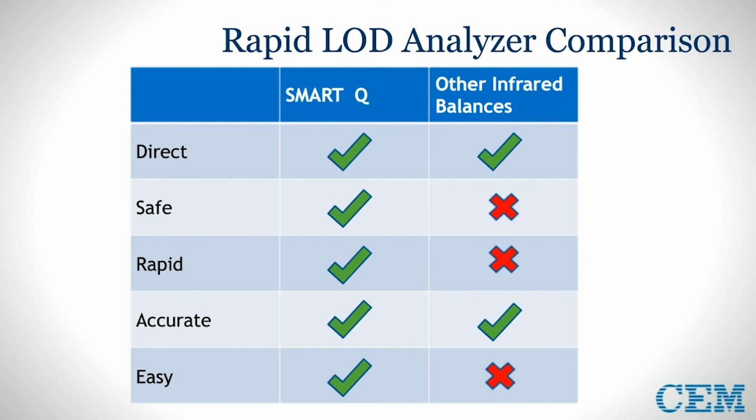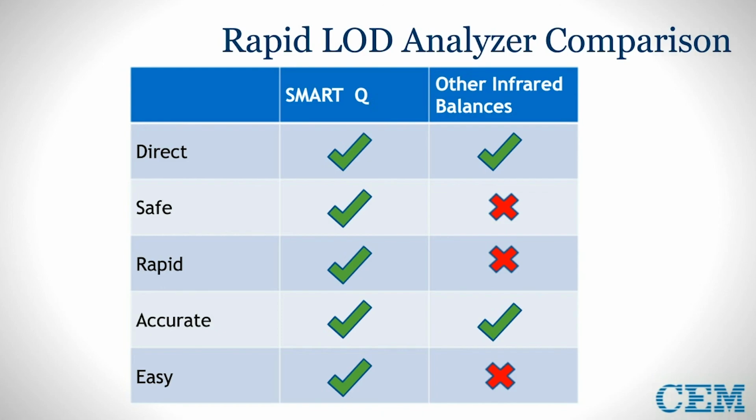It's also a little bit faster, so we got 5 minutes versus 15 to 20 with other infrared moisture balances. The accuracy, we found Smart Q to be as accurate as reference method. Depending on the unit, some of the other infrared moisture balances may be accurate as well, but really you got to look out for what balance do you have, how accurate is it, what's that quality of data you're getting from that balance. And lastly, ease of use. Smart Q's got that touch screen, very easy to use. You can train anybody in 5 or 10 minutes and be up and running.